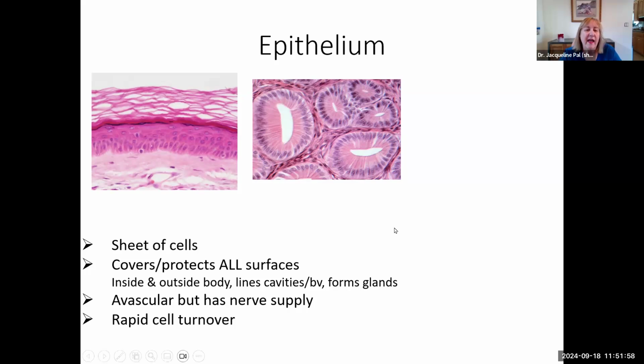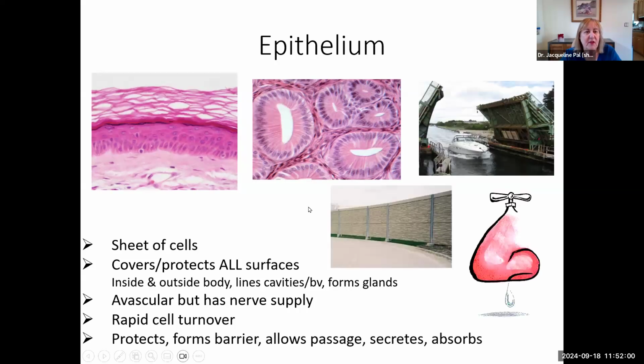And so these cells have various jobs. They can form protection. Epithelium always is protection, forming a barrier, trying to keep the outside environment separate from the inside environment. And yet it can let certain things go through depending on what type of epithelium it is. Some epithelium secretes stuff, and you know that because you get the drippy nose, and some absorbs. You know that if you've ever had a nicotine patch or a birth control patch, it's absorbing the chemicals in those patches.